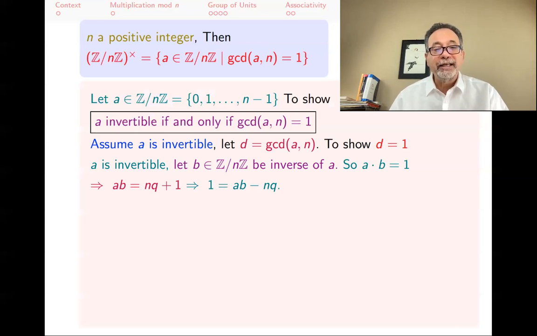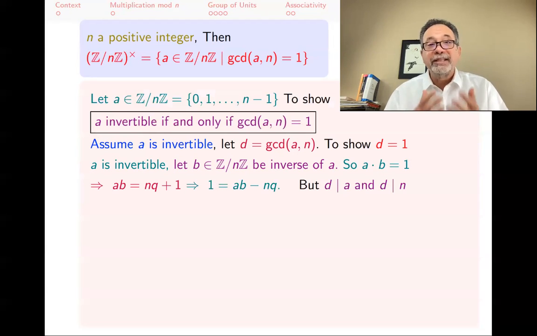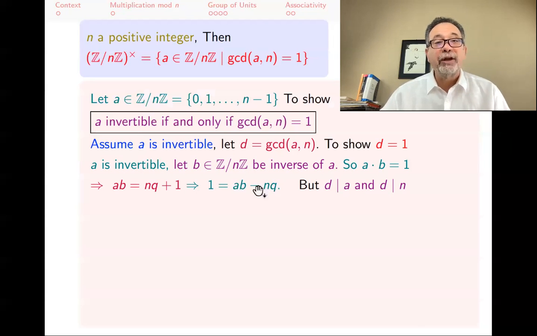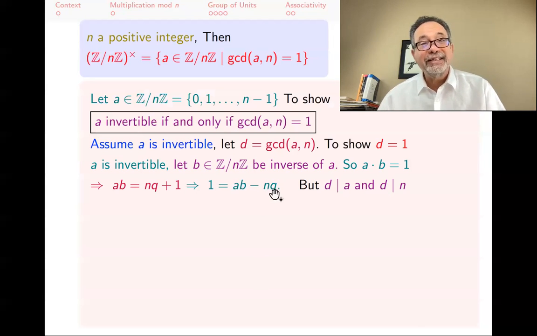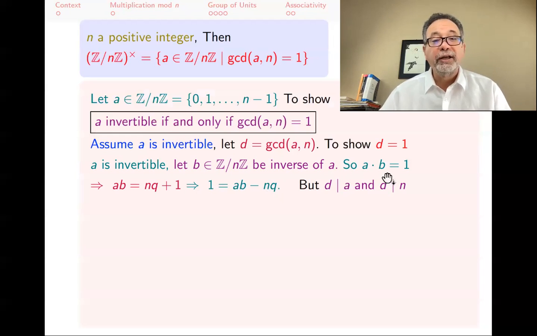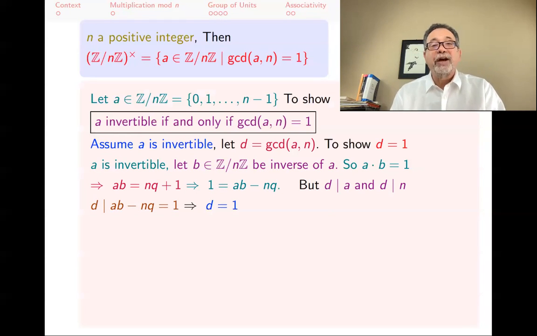But look at AB minus NQ for a second, and you notice that D divides A, D is a factor of A, and D divides N. Why? Well, because D is the greatest common divisor of A and N, so it must divide both of them. But if D is a factor of A and D is a factor of N, then you can factor D out of this whole thing. And if D divides this side, then it must be a factor of 1. But what are the positive integers that divide 1? The answer is 1. So D must be 1, and I'm done. So if A is invertible, it has to be relatively prime to N.